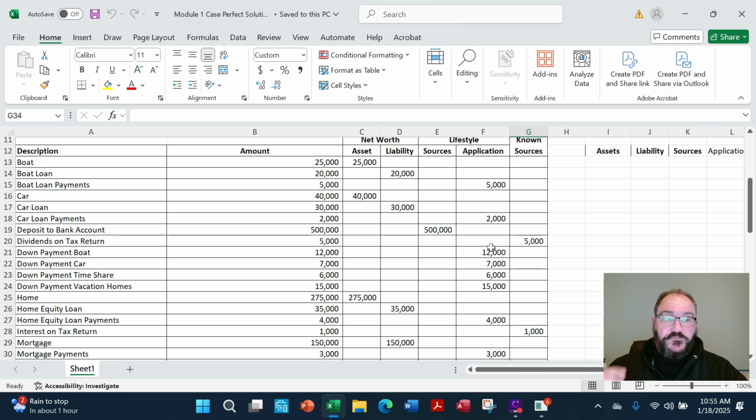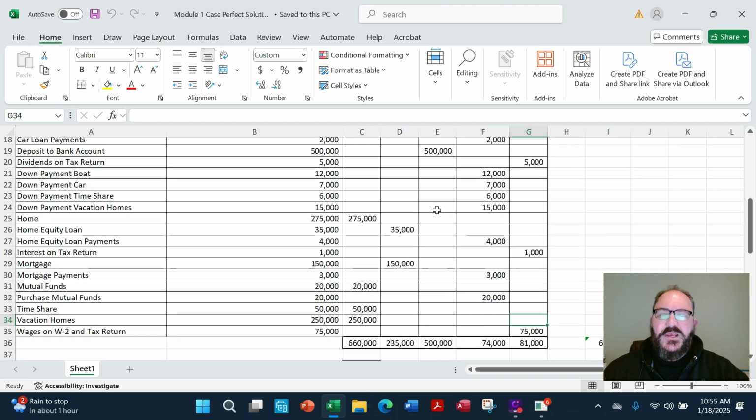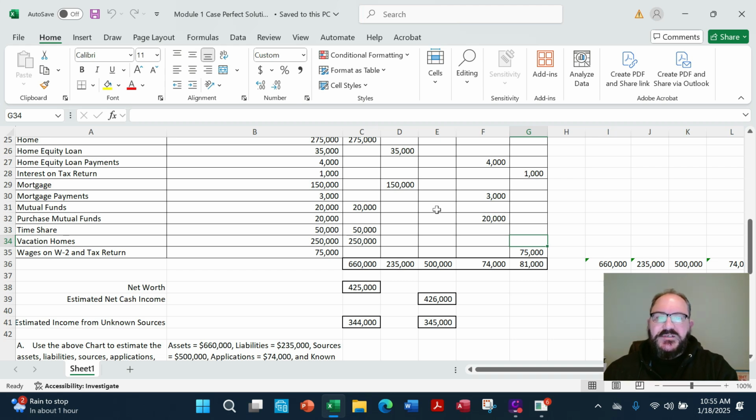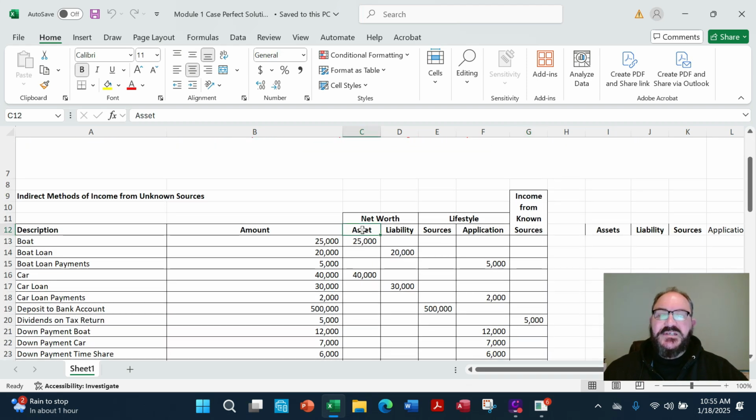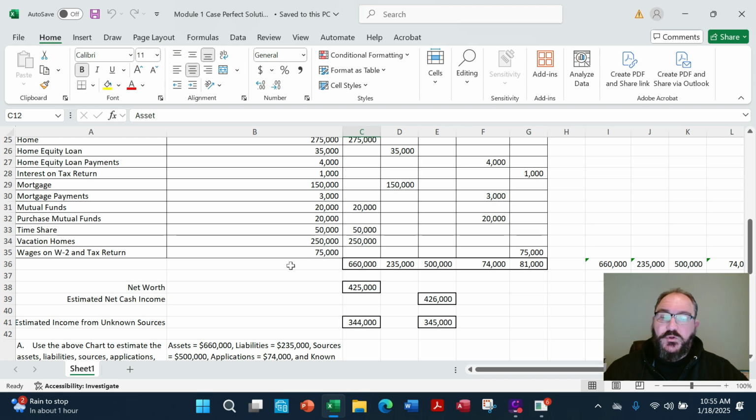Okay, so the idea is first you put all of those in. You can go ahead and take a look at this. It's a homework assignment. The idea is to understand what they're doing here. So let's take a look at the first. Here we have assets worth, when it's all totaled up, $660,000. We have liabilities worth $235,000. The net worth, that's this line right here, is $425,000.